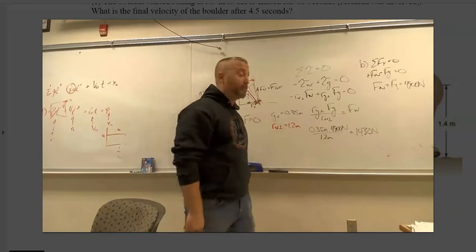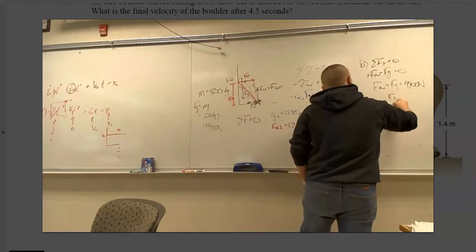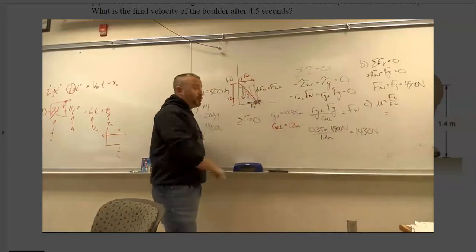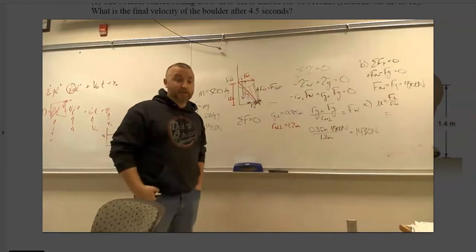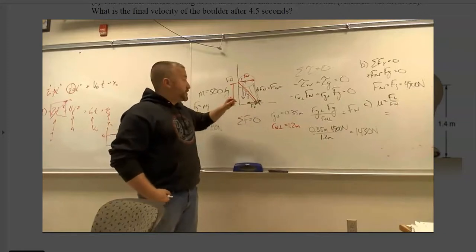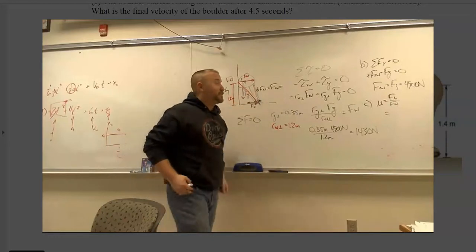Next, part C says, what is the minimum coefficient of friction that has to be here in order to get this thing not to move? So part C, how do we get coefficient of friction? It would be force friction divided by force normal. So I already know force normal from the last problem is 4,900. How can I figure out force friction? Well, as already stated, in addition to summing the forces in the y have to equal 0, the sum of forces in the x also have to equal 0.